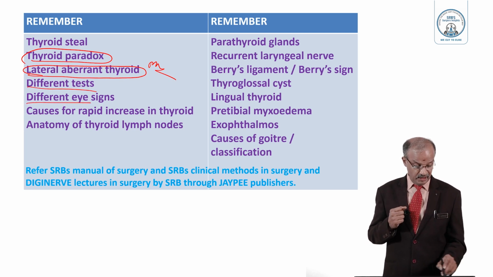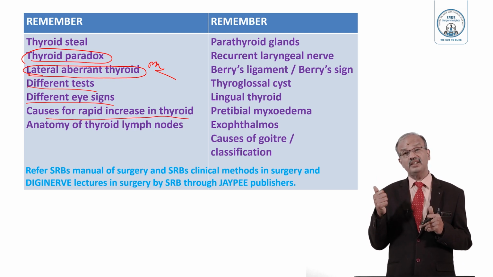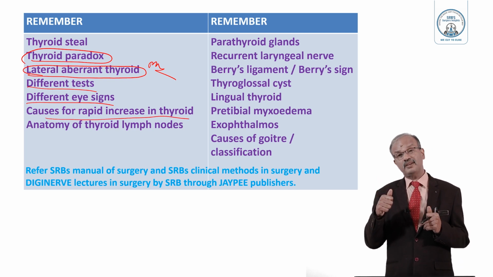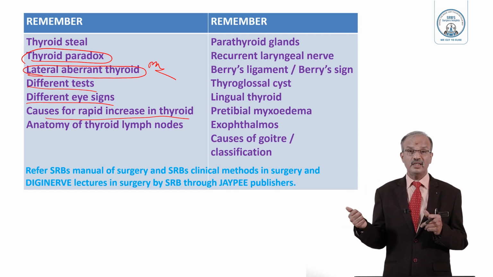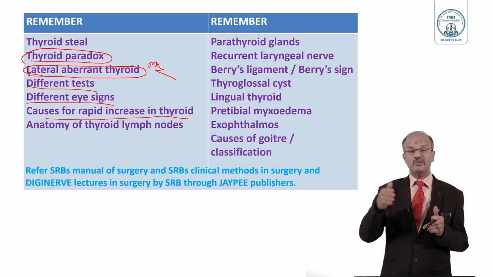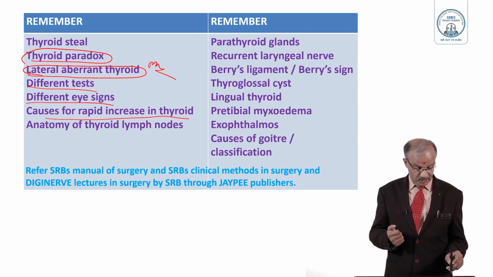Different tests are told, different eye signs are told. Causes of rapid increase in the thyroid: recent hemorrhage, benign turning into malignancy, multinodular goiter turning into follicular carcinoma thyroid, papillary carcinoma thyroid, long-standing turning into anaplastic carcinoma thyroid. Recent increase in the size, hemorrhage, all those things are the causes.